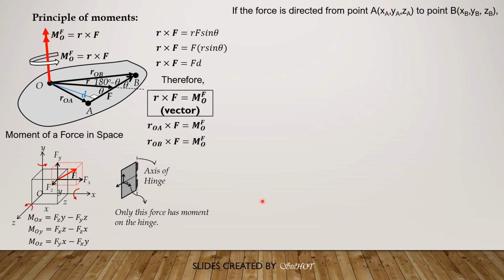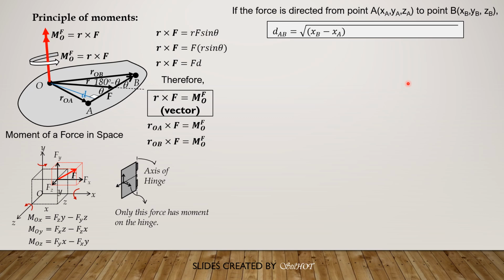Now, if the force is directed from point A to point B, wherein the terminal end is B, then delta x, or the dimensions of the box, would be xb minus xa, yb minus ya, and zb minus za respectively. So the distance AB therefore equals square root of quantity xb minus xa squared plus quantity yb minus ya squared plus quantity zb minus za squared.